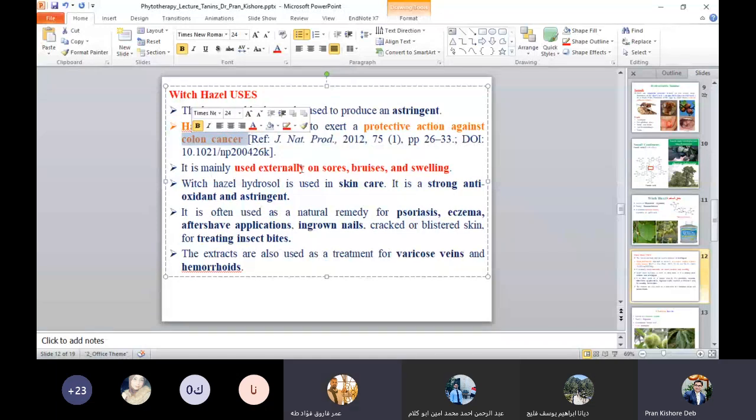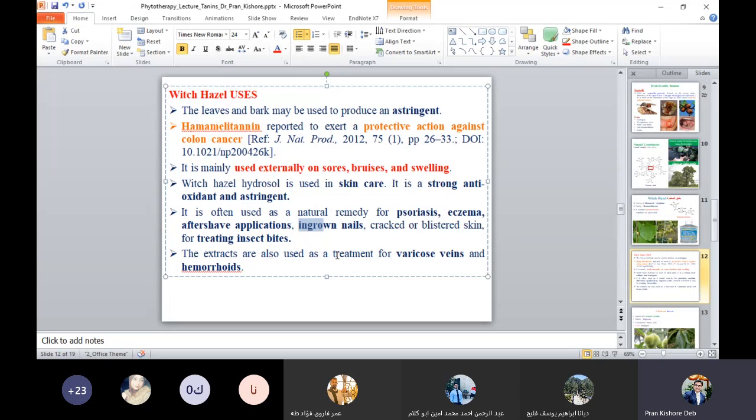It's also used externally on sores, bruises, and swelling. Witch hazel hydrosol is used in skincare, and it is a strong antioxidant as well as astringent. It is often used as a natural remedy for the treatment of psoriasis, asthma, and also used in aftershave applications, and also for the treatment of ingrown nails, cracked or blistered skin, and also for treating insect bites.